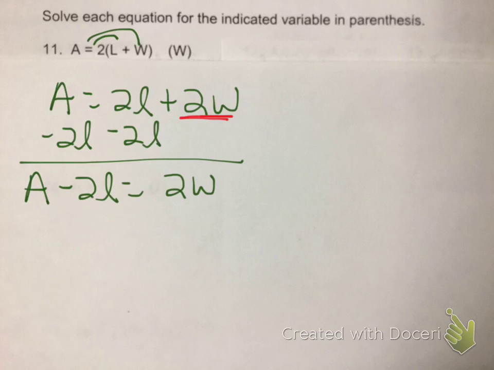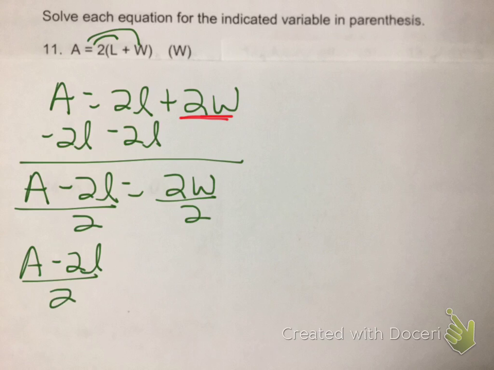Now I need to get rid of the 2, so I'm going to divide by 2. And I have to divide both sides by 2. Well, notice on the left side, how many terms do I have? I have 2 terms. You have 2 options here. You could either divide the whole thing by 2, just do it one time, and you get A minus 2l all over 2 is equal to w.